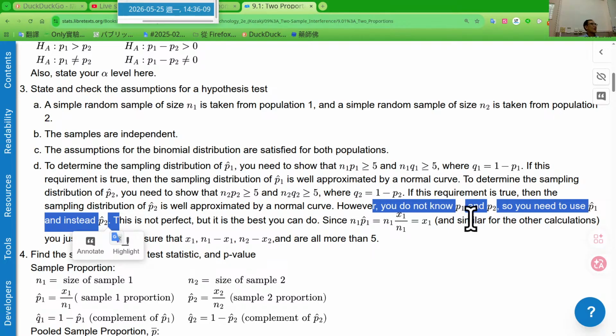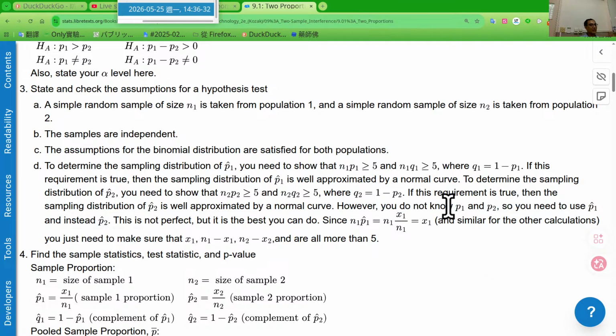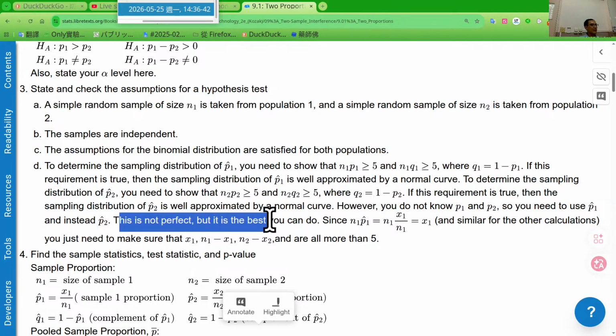Again, P1 and P2 mean the proportions from two populations, and it's very hard, almost impossible, to get them. It needs a lot of money, time, and labor to finish the work, but we don't have enough money, labor, or time. Thus, we select fewer samples to estimate the population proportion. From the selected samples we get a proportion that is called P1 hat, P2 hat. This is not perfect, but it is the best way you can do.